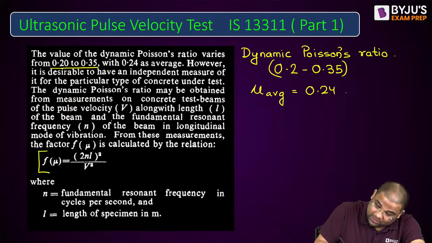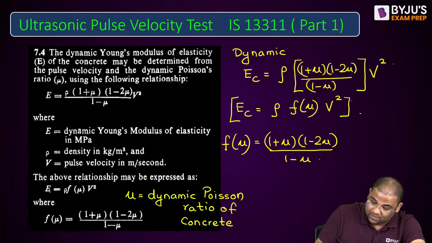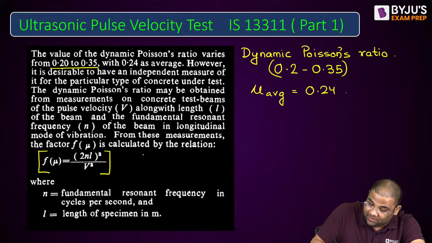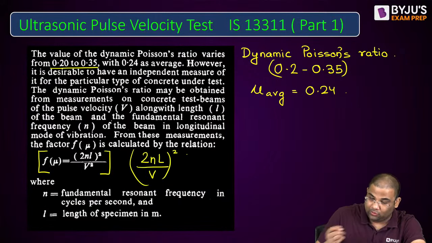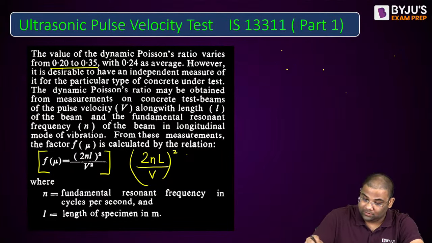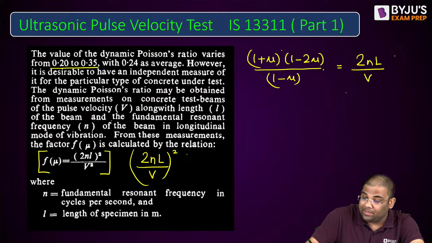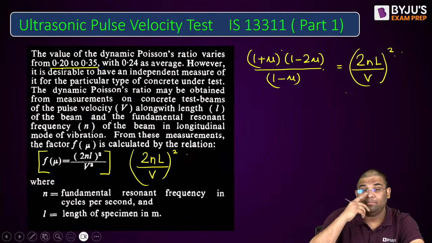The code also gives a formula to find out this function depending on mu. What is written? It is 2nl by b whole square. What is the meaning of this? That means this function, what was the function? 1 plus mu, then 1 minus 2 mu divided by 1 minus mu. This was the function. That is equal to 2nl by b whole square.